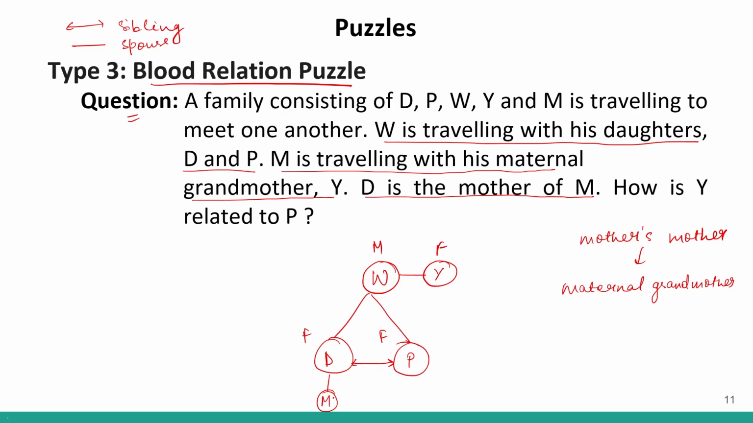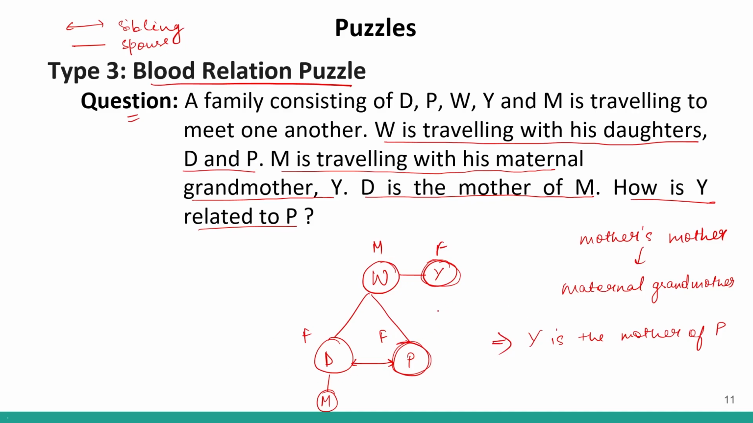And M, we do not know the gender of M. We have to find how is Y related to P. So Y is over here, P is over here. Y is simply the mother of P. Correct? Y will be the mother of P.